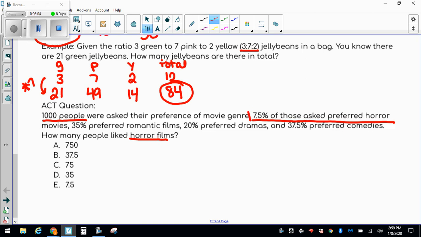So the first thing I'm going to do, I see a percent, and I need to turn that into a decimal. So that's 7.5 divided by 100 is 0.075, and I need to multiply it by the total. There were a total of 1,000 people that were asked. So if I do that in my calculator, 0.075 times 1,000, I get 75. So the correct answer here is C. 75 people enjoyed horror films.